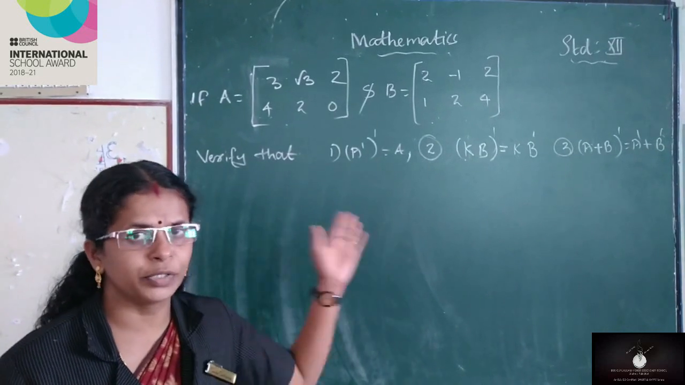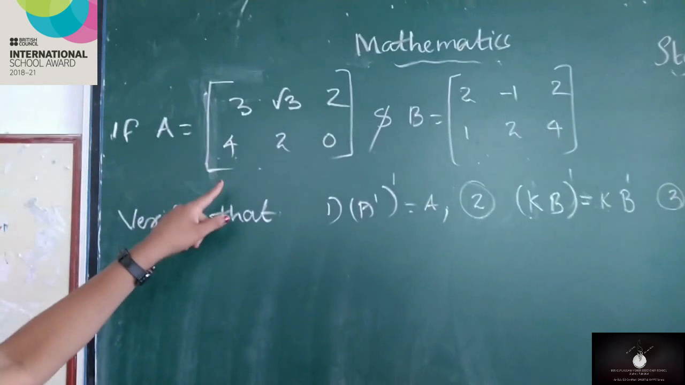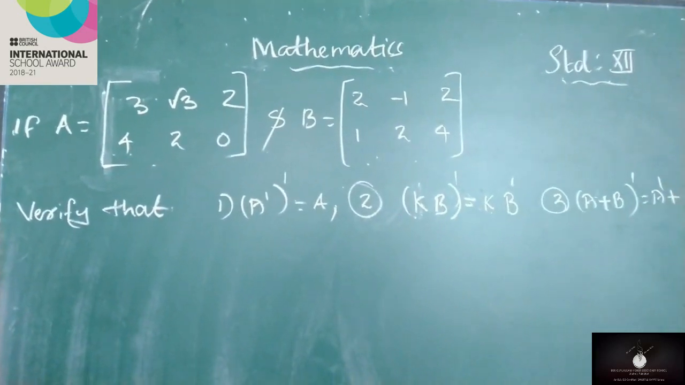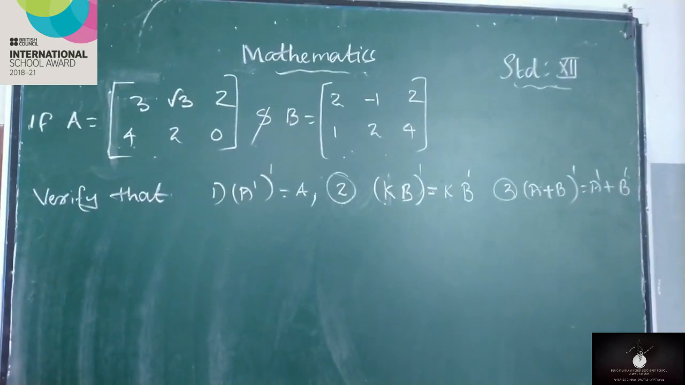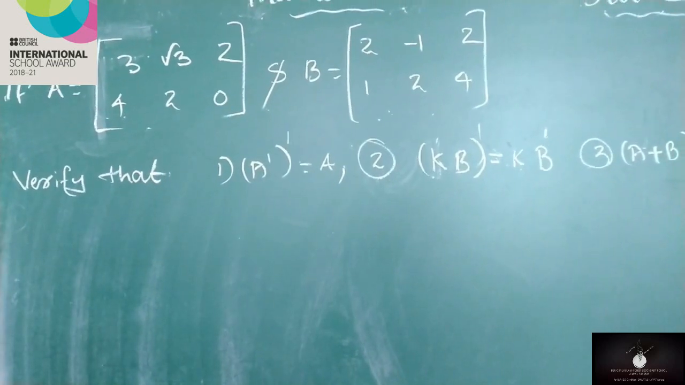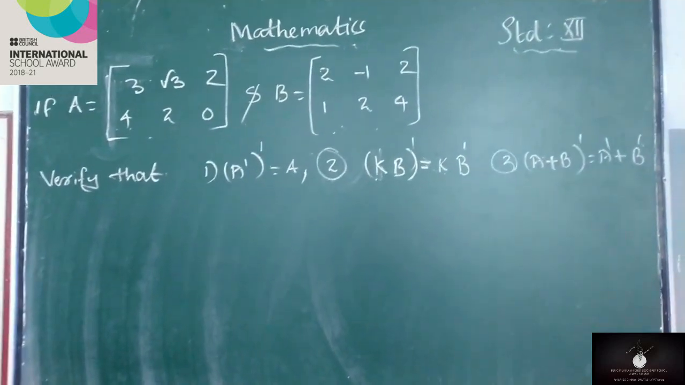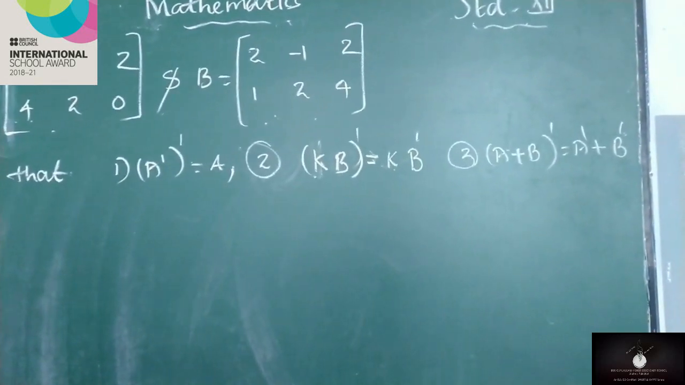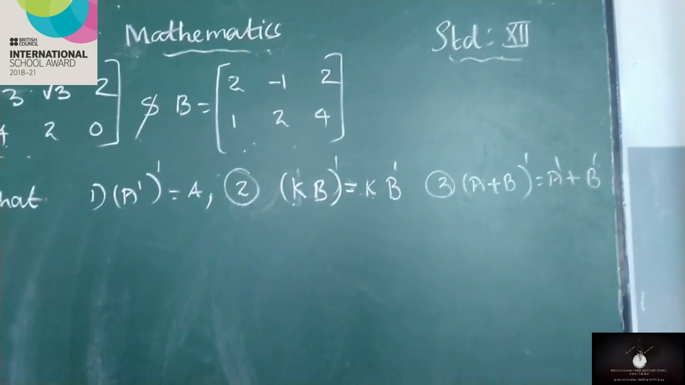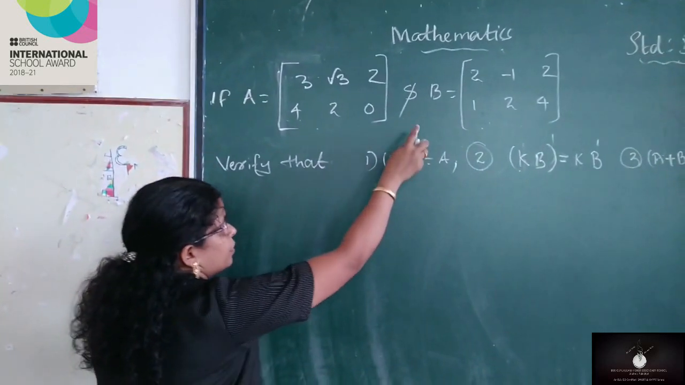Next, let's do a problem. If A is equal to the matrix 3, root 3, 2, 4, 2, 0 and B is equal to the matrix 2, minus 1, 2, 1, 2, 4, verify the following. First, A transpose whole transpose equals A. Second, kB whole transpose equals k into B transpose. Third, A plus B whole transpose equals A transpose plus B transpose. Then, the first one, A transpose whole transpose equals A.